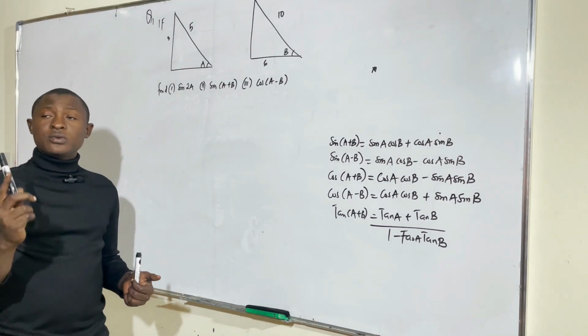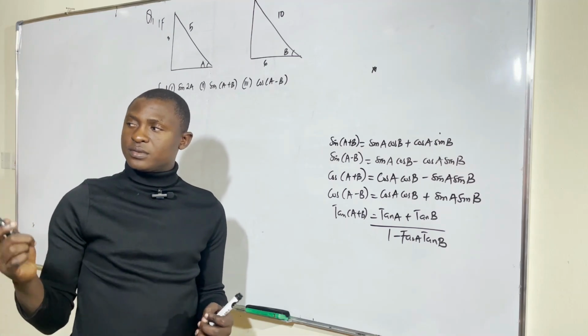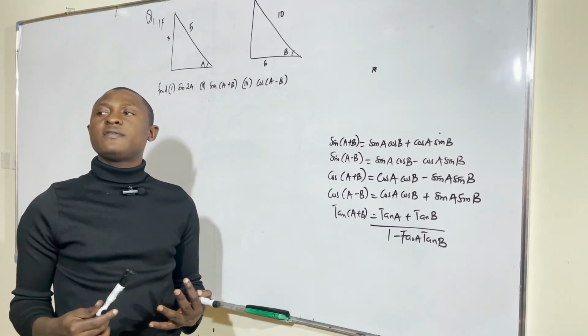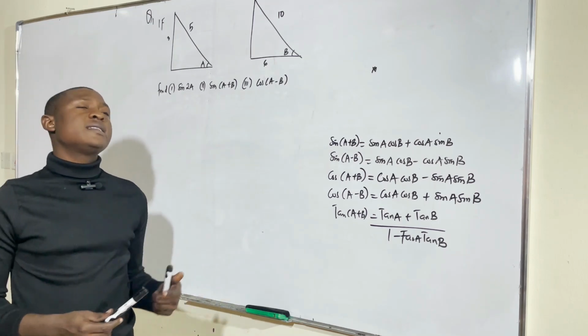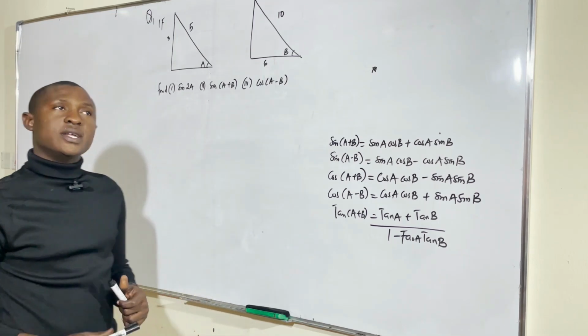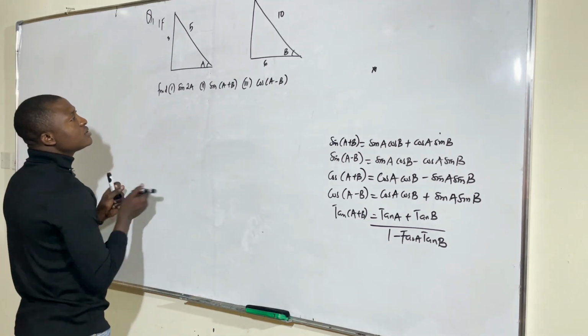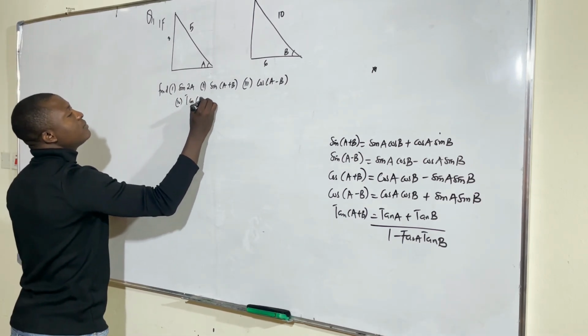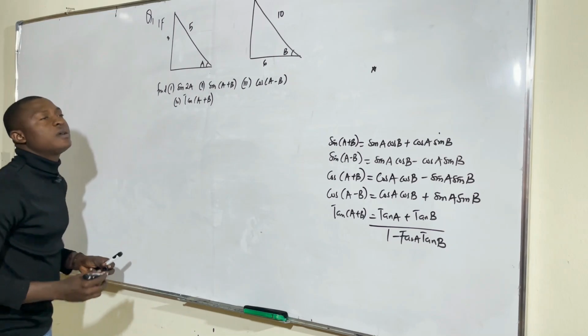I recall I told you how to evaluate angles like 30, 60, 45. We have some problems where we can make use of that trigonometric ratio and evaluate them. I'm coming to that after this example. So let's say the third one, we have to find tan A plus B. So let's see how we're going to solve that problem.